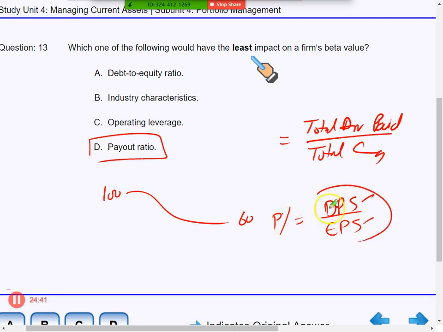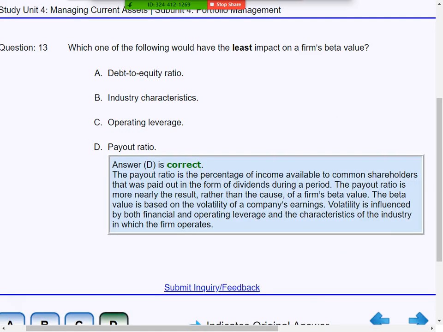It has no relationship with the risk at all, because it's simply how much of the cash is being paid out of the earnings. So it's not something that will affect your risk. A, B and C will.